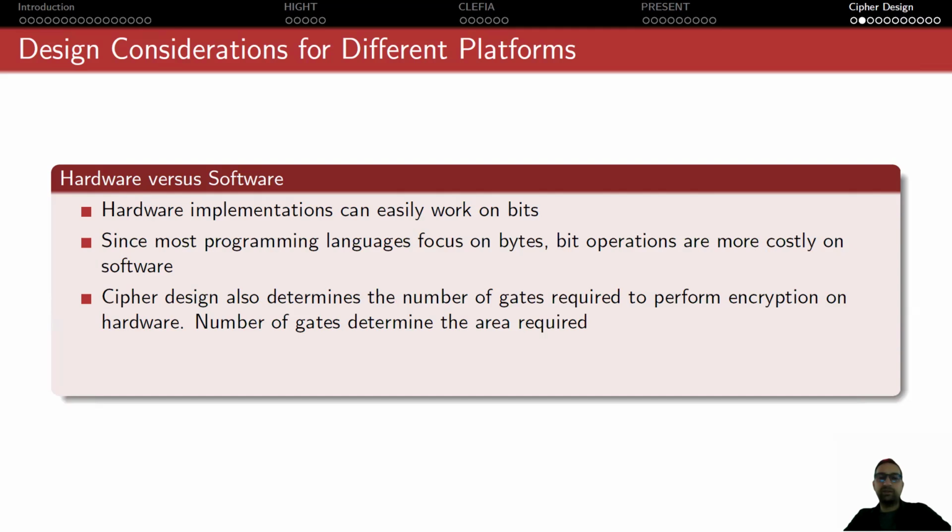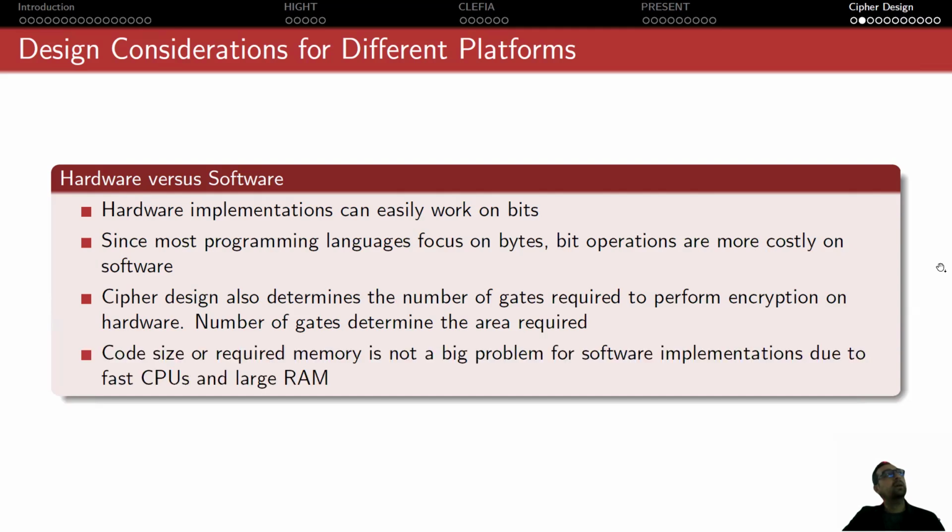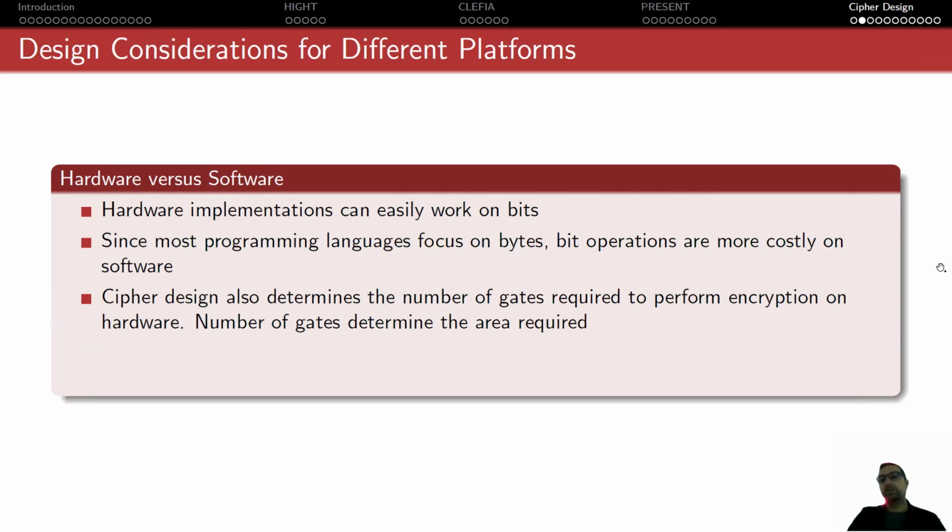Cipher design also determines the number of gates required to perform encryption on hardware. Number of gates determine the area required. So you might want to design something small, but this can be done by putting easier operations or non-complex operations, but this also makes the cipher non-secure, right? So you have to find a balance between these.